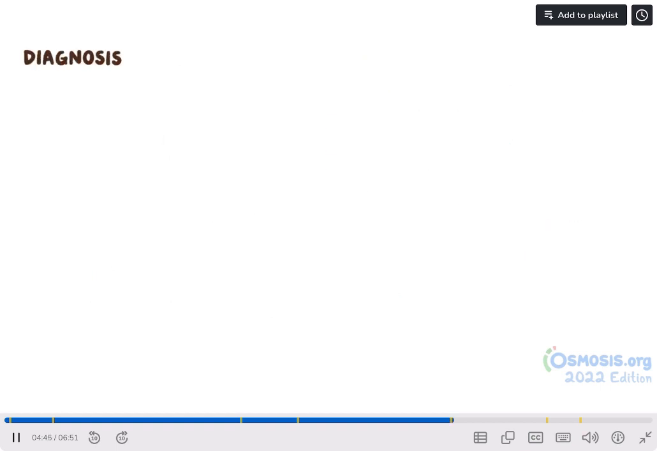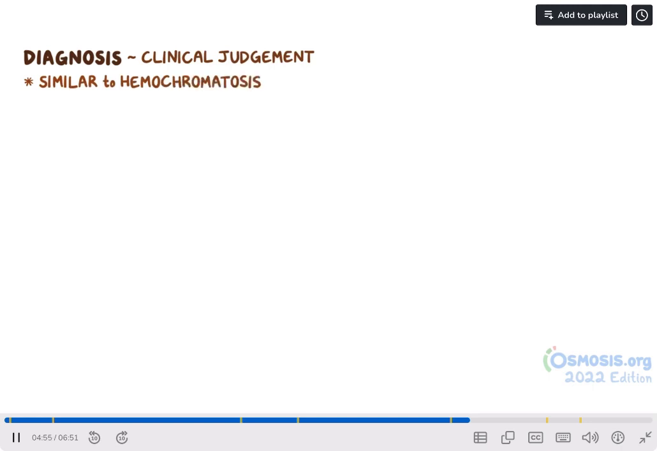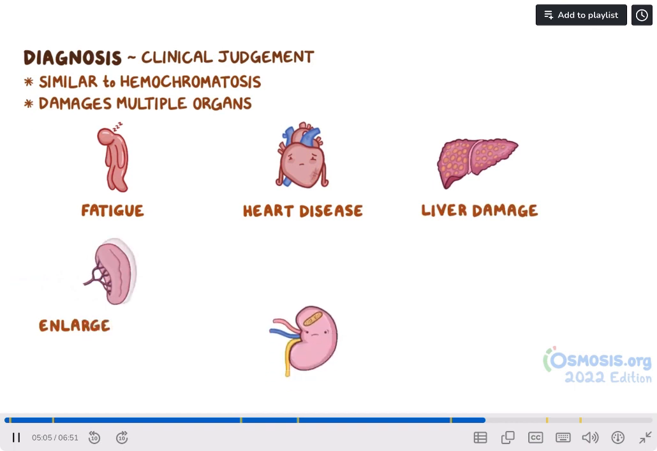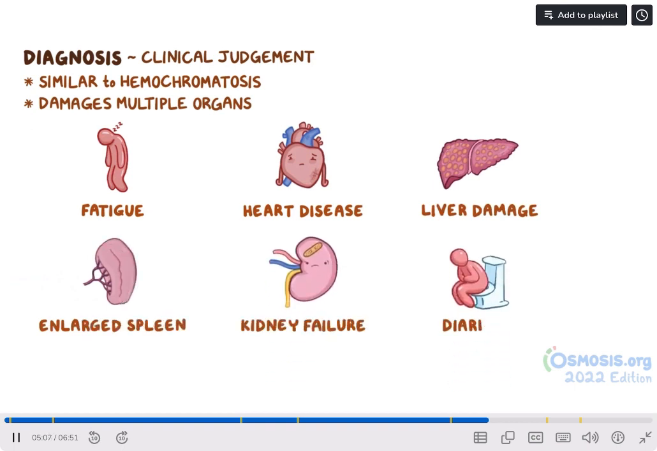A diagnosis of sideroblastic anemia can be reached with a combination of both clinical judgment and laboratory findings. Clinically, patients with sideroblastic anemia present very similarly to patients with hemochromatosis, as both these diseases involve a buildup of excess iron within the body. The excess iron damages multiple organs, which can cause fatigue, heart disease, liver damage, enlarged spleen, kidney failure, and diarrhea.